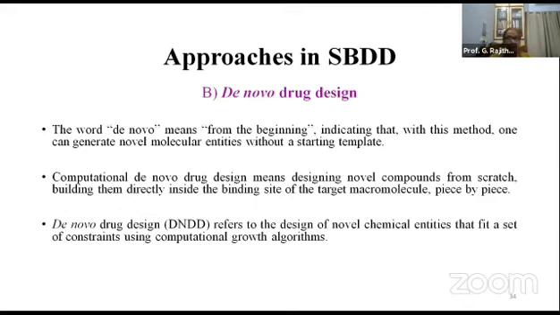The word de novo means from the beginning, indicating that with this method, one can generate novel molecular entities without a starting template. Computational de novo drug design means designing novel compounds from scratch, building them directly inside the binding site of the target macromolecule piece by piece. I will show the diagram, then you can better appreciate. De novo drug design refers to the design of novel chemical entities that fit a set of constraints using computational growth algorithms.